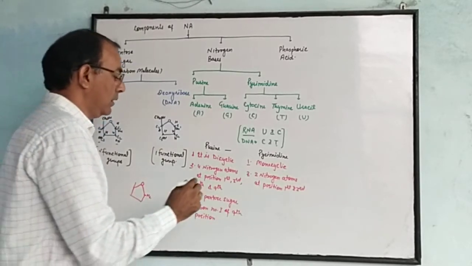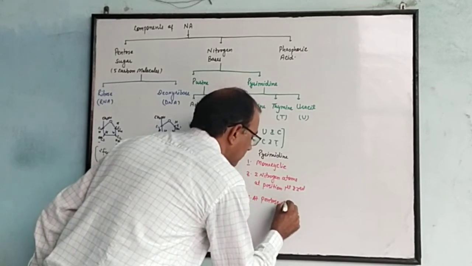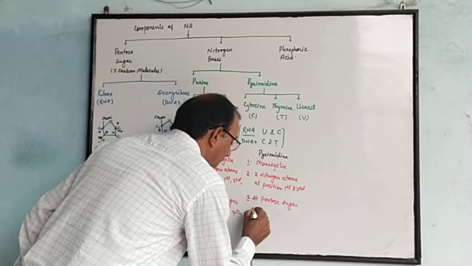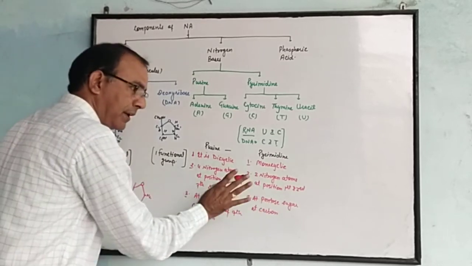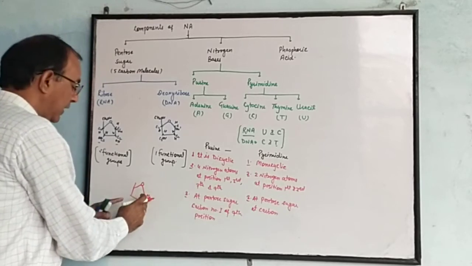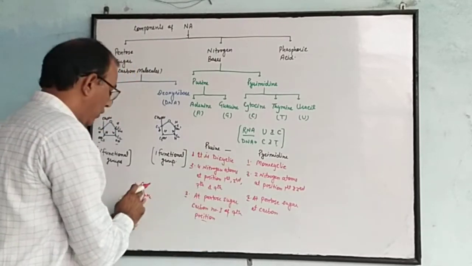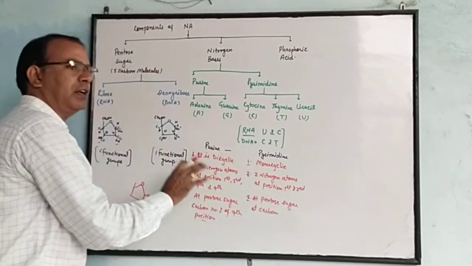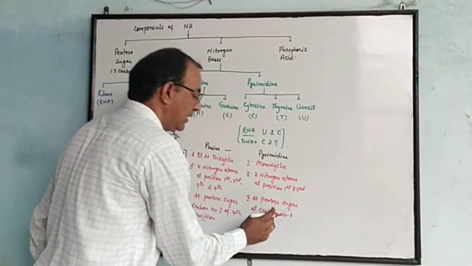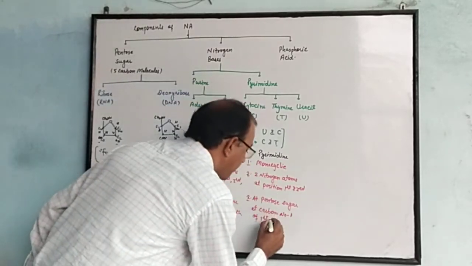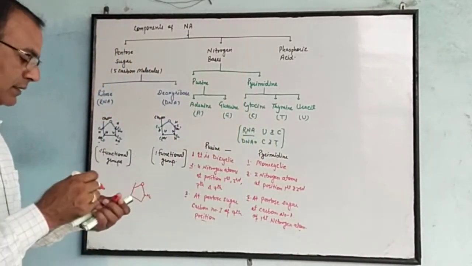But in pyrimidine, at the pentose sugar, at carbon number 1, the nitrogen base is also attached, whether it is purine or pyrimidine. But if it is purine, it is the first position of carbon and the ninth position of nitrogen. If it is pyrimidine, it is the first position of carbon and the first position of the nitrogen atom. Clear? This is the nitrogen base.